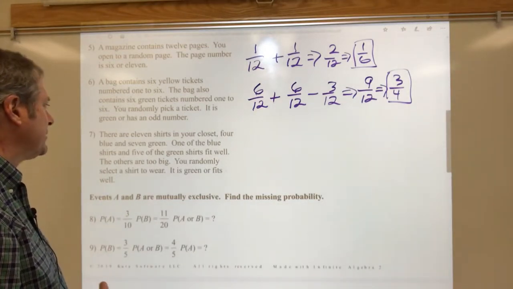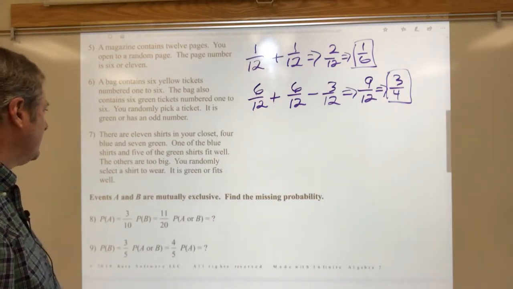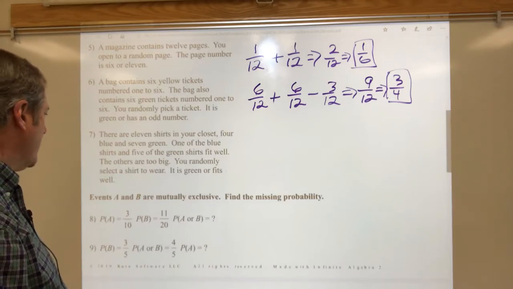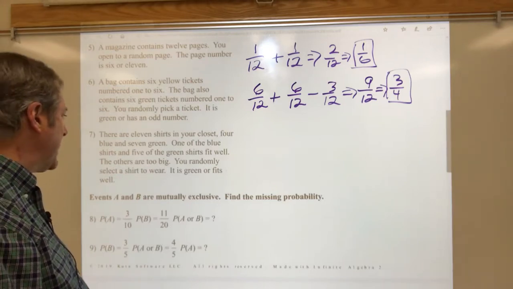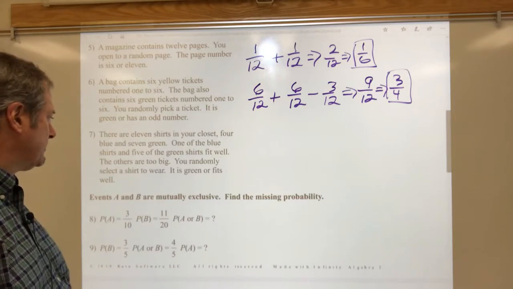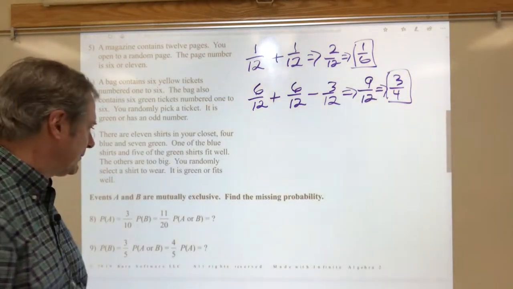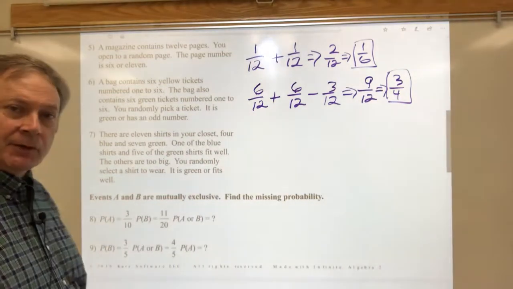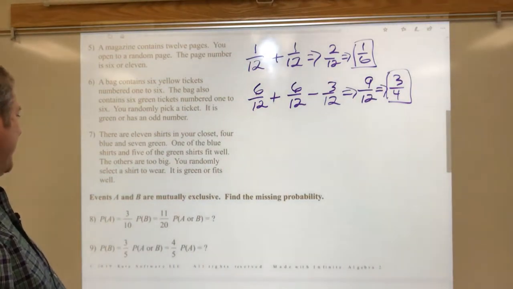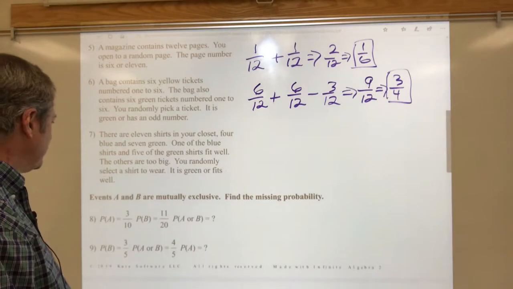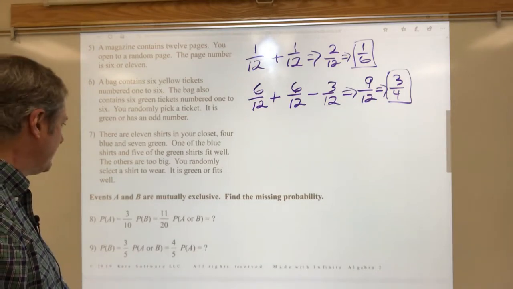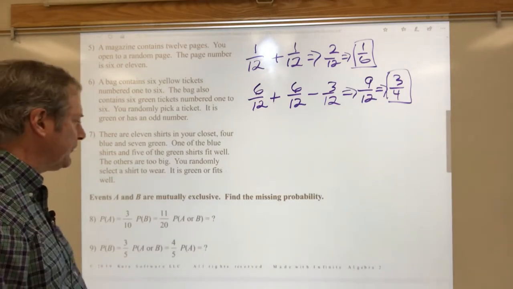There are 11 shirts in your closet, 4 blue, 7 green. 1 of the blue shirts and 5 of the green shirts fit well. The others are too big. I guess you lost weight. That's good, unless you're sick. You randomly select a shirt to wear. It is green or it fits well.